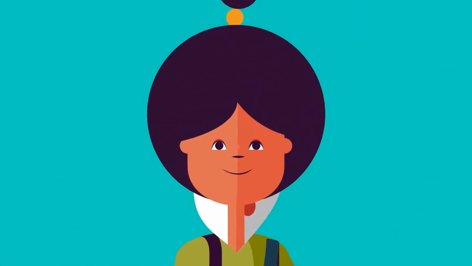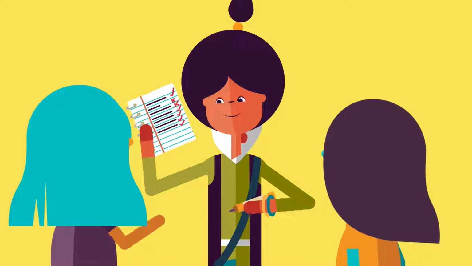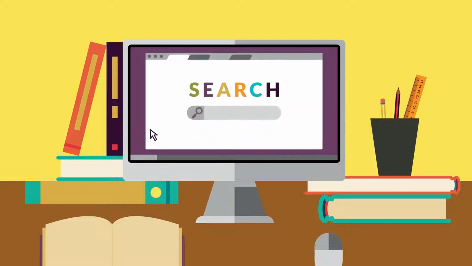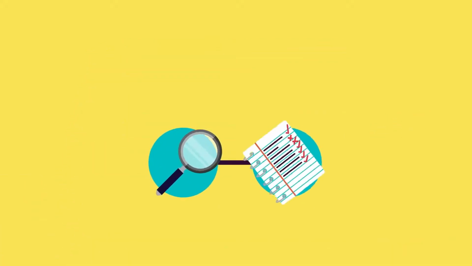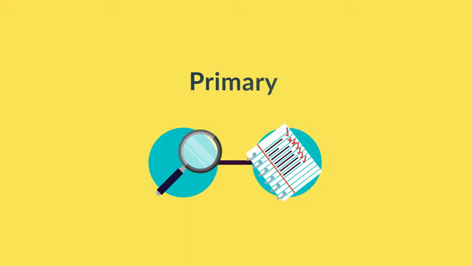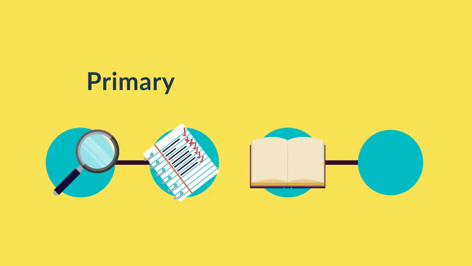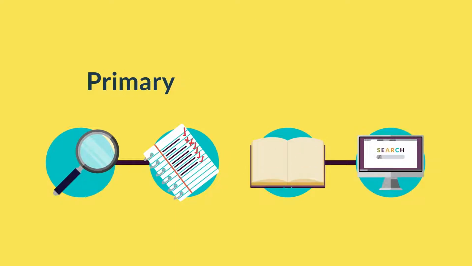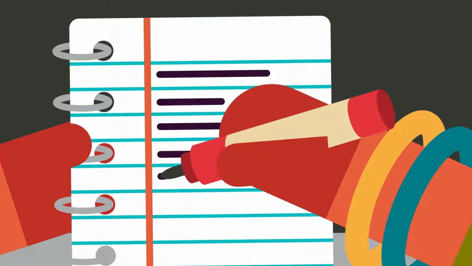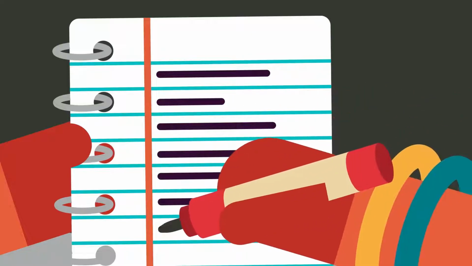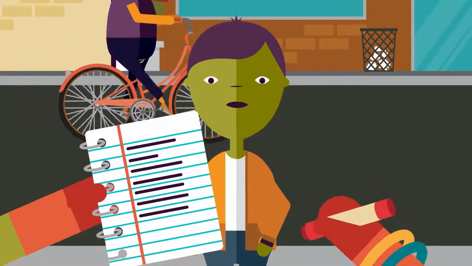The first thing Maya needs to do is collect data. She can do this either by observation, or by using a questionnaire, or by researching information that other people have already collected about this matter. If Maya collects the data herself, this is called primary data. If she uses data in a book or on a website that has been collected by someone else, this is called secondary data.